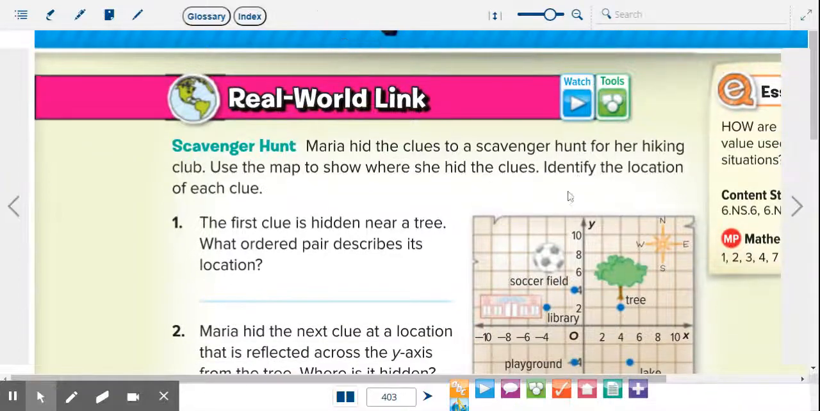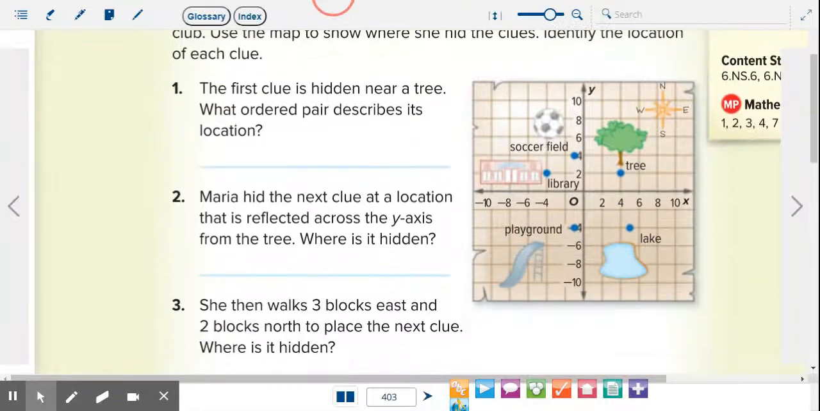All right, so in the real world link, it says Maria hid the clues to a scavenger hunt for a hiking club. So use the map to show where she hid the clues, identify the location of each clue. So the first clue is hidden near a tree. What ordered pair describes its location?